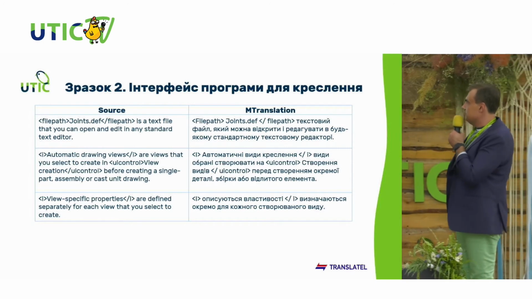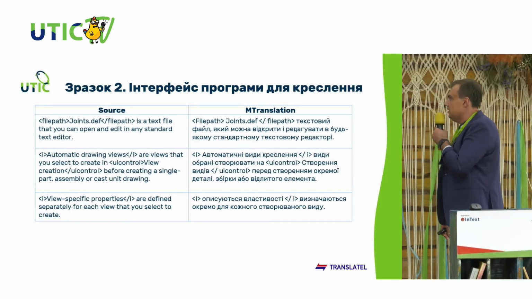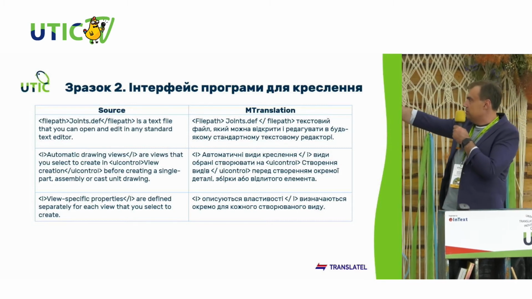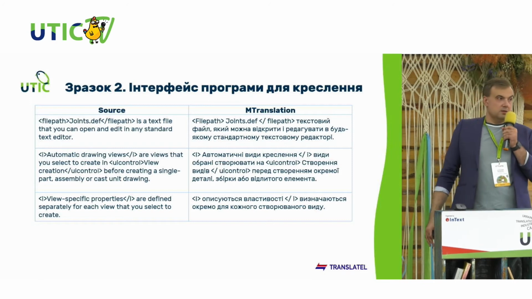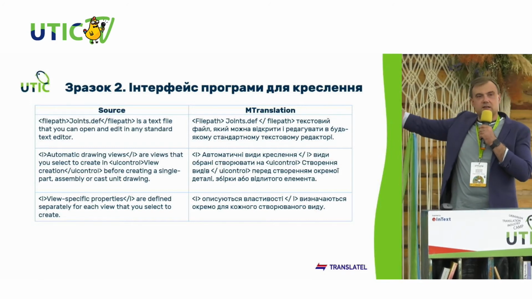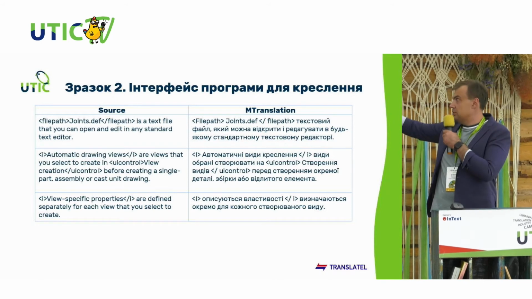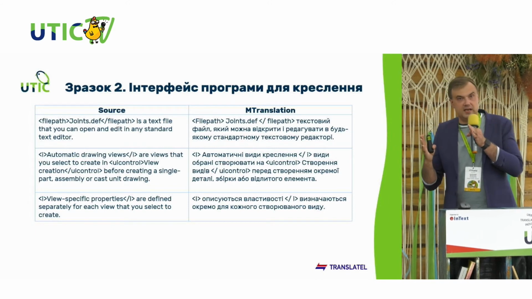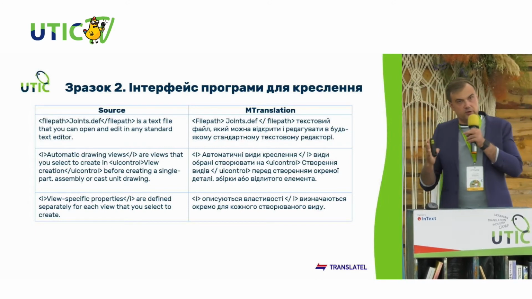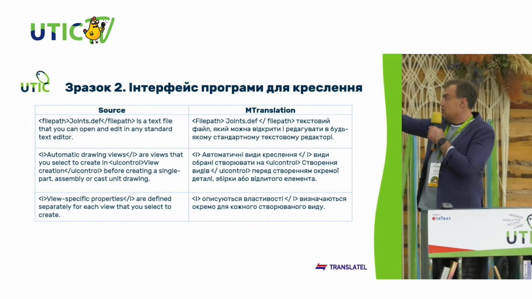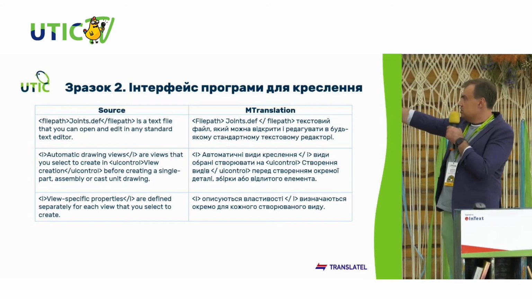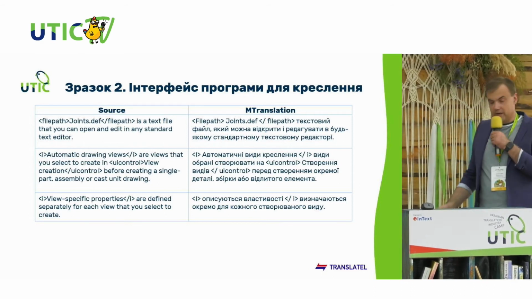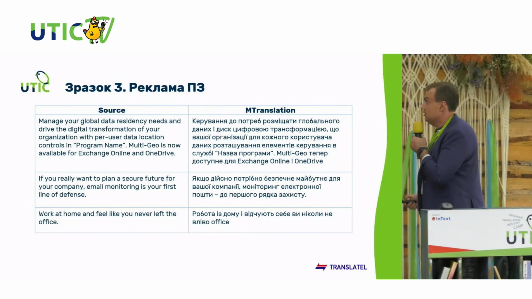So this is just a source, this is the interface for a drawing program, and automatic drawing views are views that you select to create in view creation before creating a single part, assembly, or cast unit drawing. This is not a very good sentence, because that's just like a string in the locality slang, part of the text that will become a part of the button or program or code. View specific properties are defined separately for each view that you select to create. This is the third sentence.